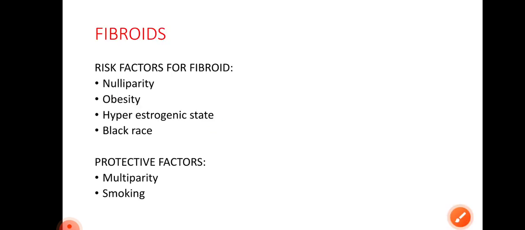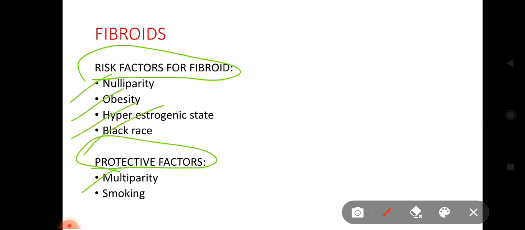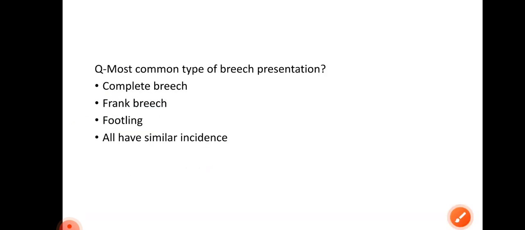So remember these values. Now risk factors for fibroids. The risk factors are nulliparity, obesity, hyperestrogenic state, black race, and protective factors are multiparity and smoking. So this can be easily asked in MCQ.